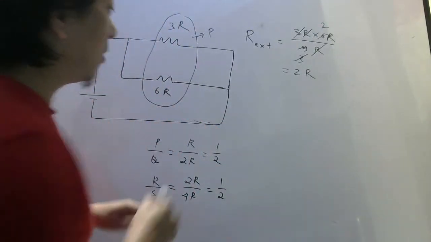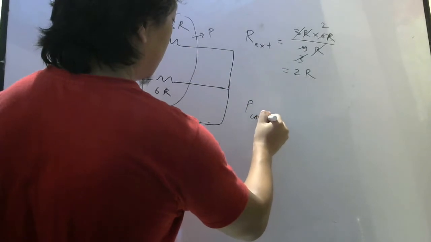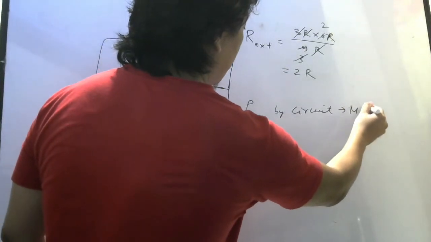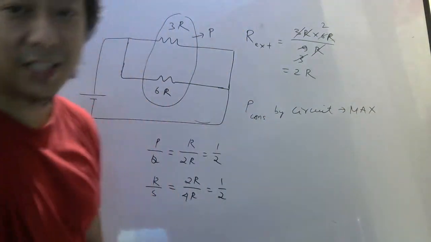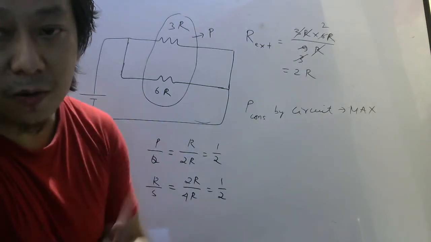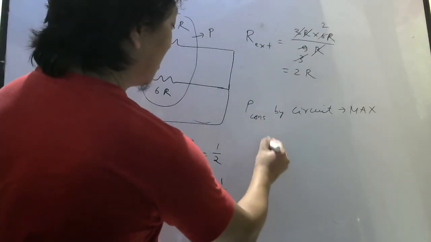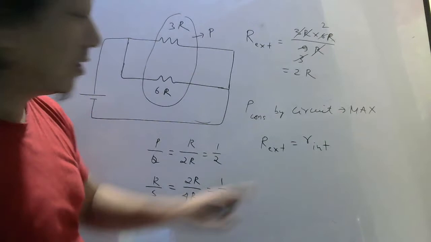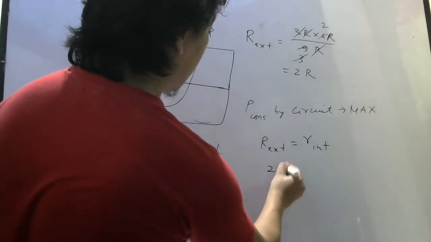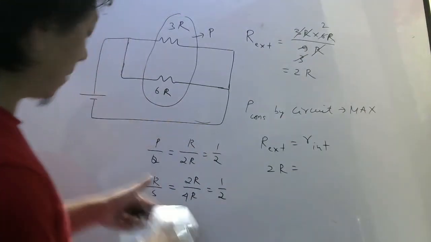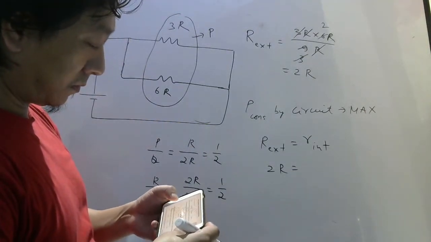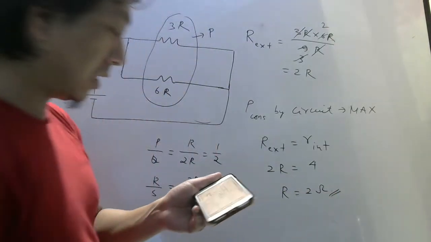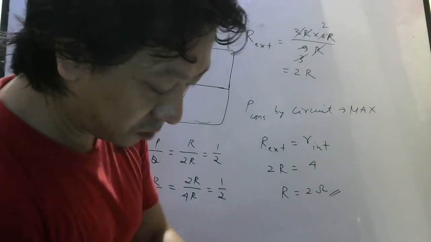So now they want power consumed to be maximum. Power consumed by the circuit, they want this power to be maximum. And already we know from the maximum power theorem, if power consumed should be maximum, the total external resistance should be equal to internal resistance, always. So what is the external resistance? 2R. Internal resistance, how much did they tell for this battery? 4 ohm. So R should be 2 ohm. So which is the right answer? Option B. Okay, so simple question.